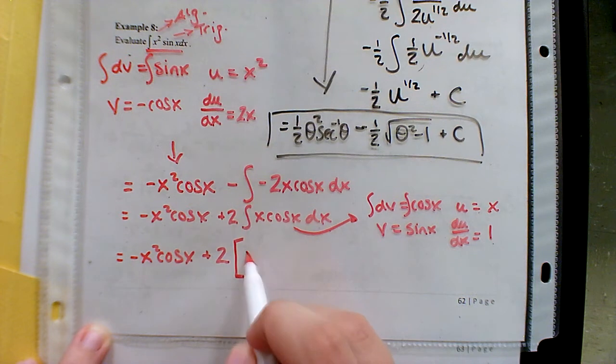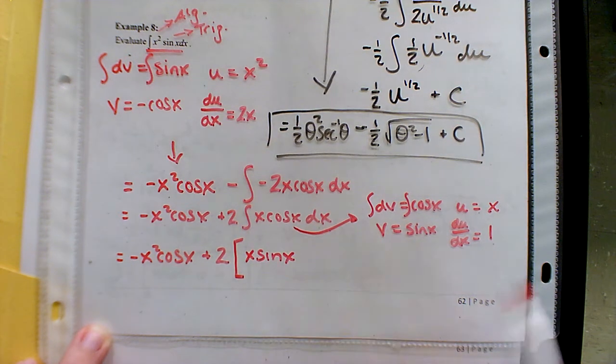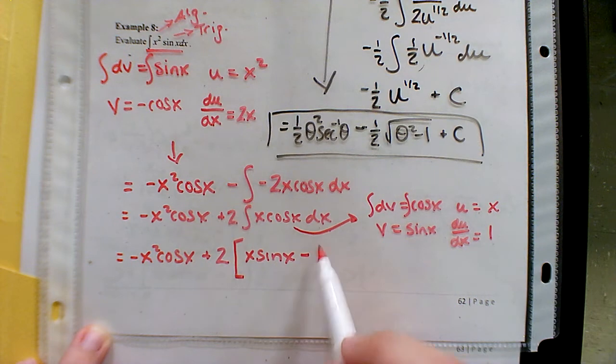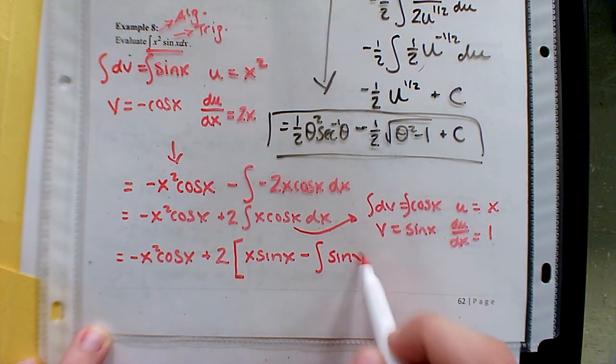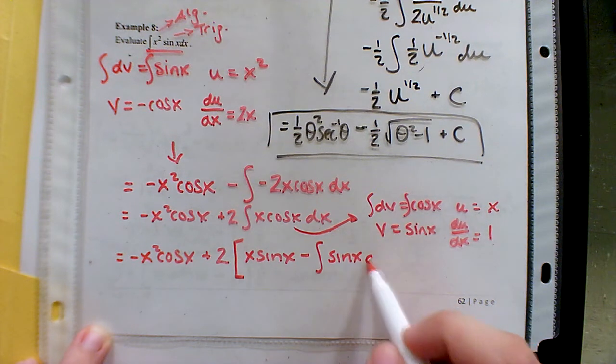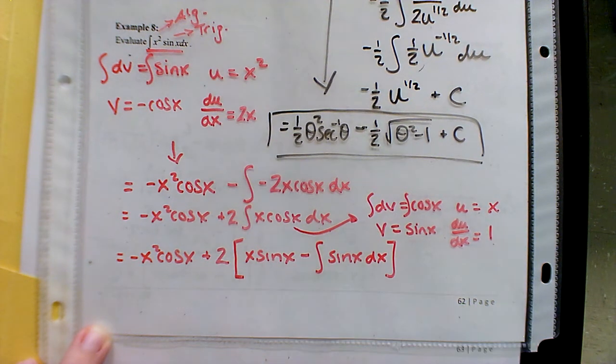We're eventually going to have to distribute it in. If we do u times v, that'd be x times sine of x with our new parts over here. And we need to subtract the integral of v du, which would just be dx, since our derivative was 1.